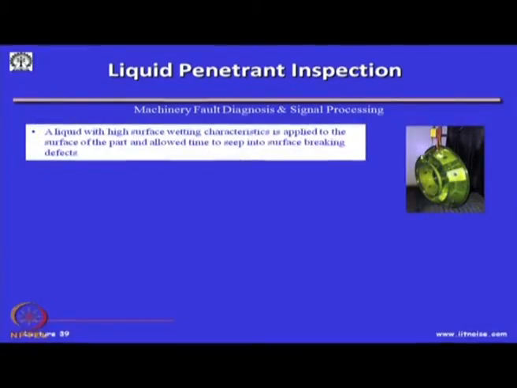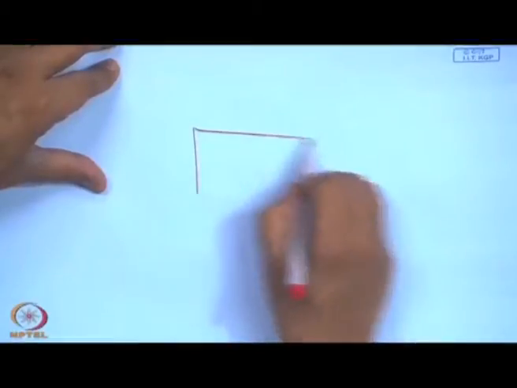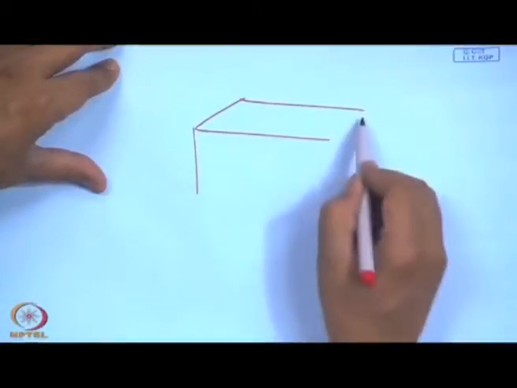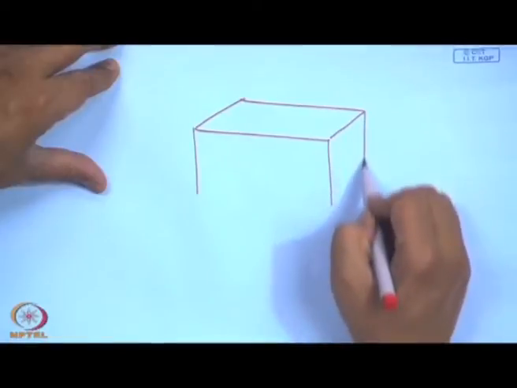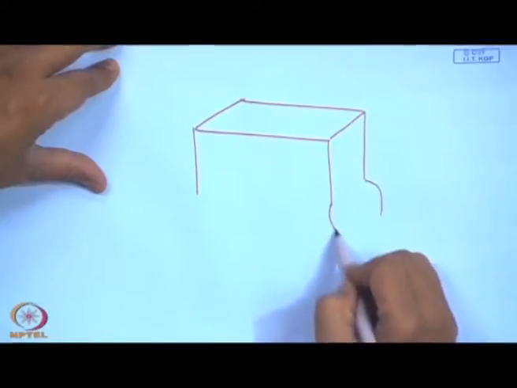Okay. Now, I will come to another technique which is used as an NDT technique, that is the liquid penetrant inspection. This is altogether different from radiography, but it is also used, particularly when we have a lot of castings. For example, the engine cylinder block. The engine cylinder blocks are usually cast. It looks something like this.